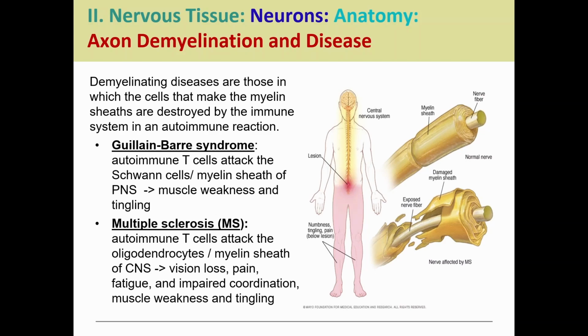Whereas multiple sclerosis, or MS, this is where the oligodendrocytes are targeted, so the myelin sheath in the central nervous system is impacted. And this can really cause a wide variety of problems depending on which parts of the central nervous system, like which parts of the brain, are affected at that moment. It can lead to problems with vision, it can cause pain, fatigue, muscle weakness, problems with coordination and balance, tingling, problems with speech. I mean, you name it, it can be affected by MS.